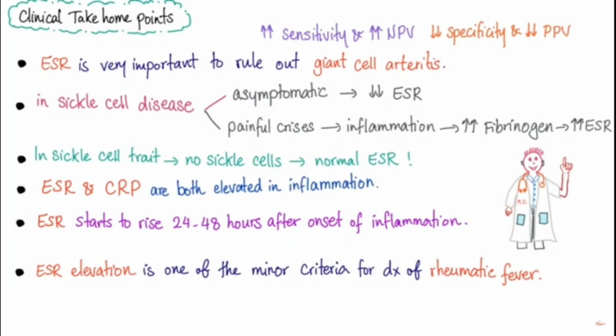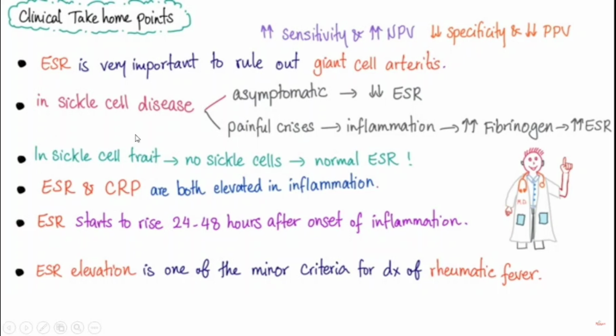But if the person comes to you with joint pain and facial pain, and their ESR value is normal, then that person does not have giant cell arteritis. So the ESR value is very important to rule out giant cell arteritis, and you can save the patient's vision, because in giant cell arteritis the patient's vision can become permanently damaged in a few hours.